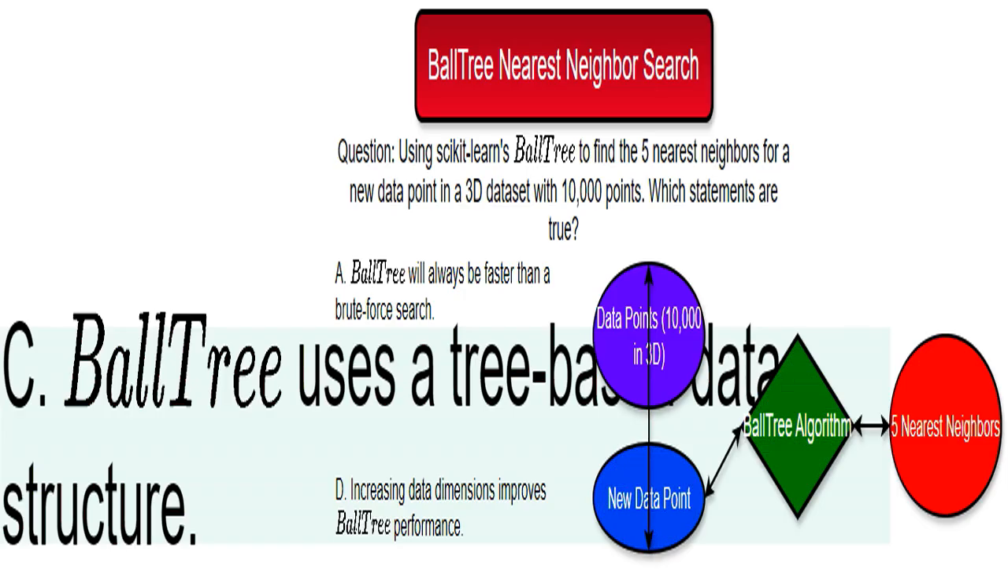That's correct. The BallTree's name gives it away. It uses a tree-like structure, similar to a decision tree, but optimized for fast nearest neighbor searches. This structure allows it to efficiently eliminate parts of the dataset that are far from the target point, making the search significantly faster than comparing to every single data point.